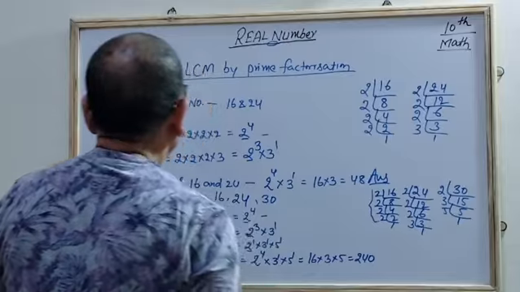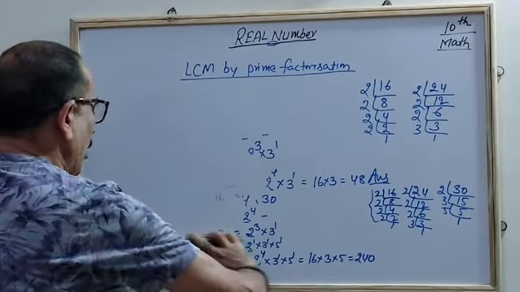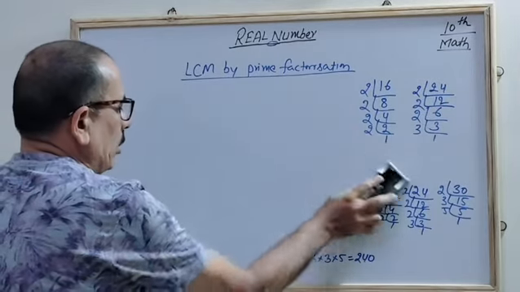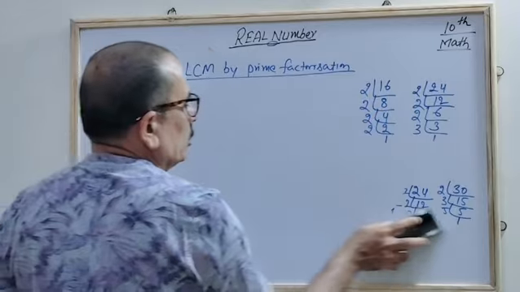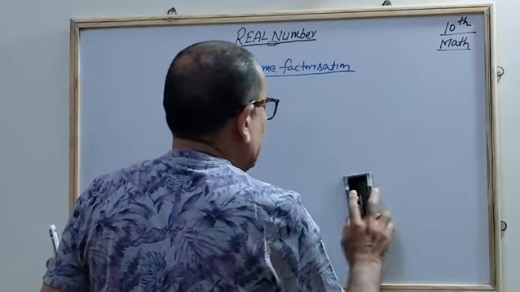Correct? Now I think you are aware of finding the LCM, whether it is of two digits, two numbers or three numbers. Correct? You can very well find out the LCM.